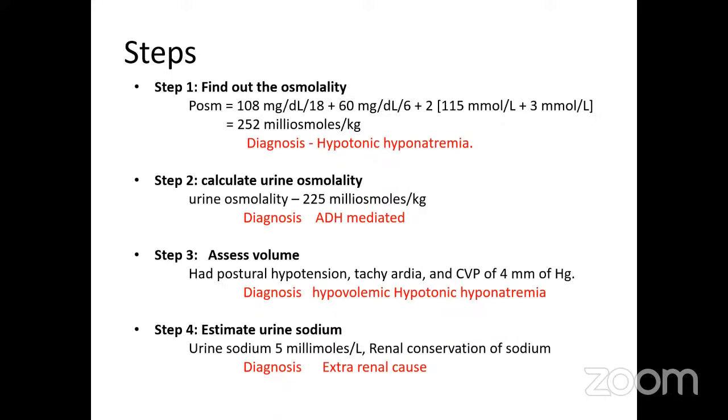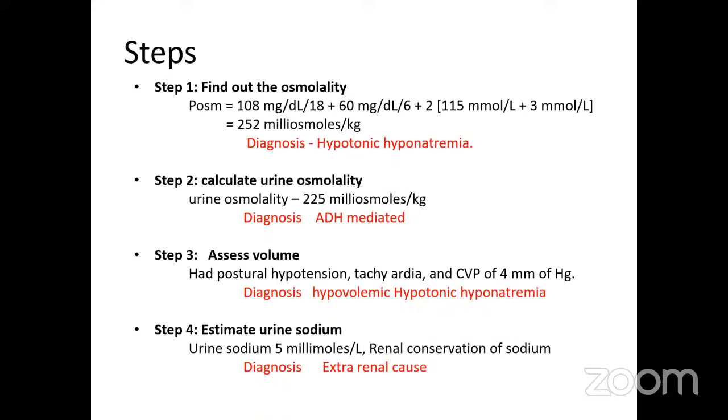So what is the first investigation you do? The first investigation we do is the osmolality. As we said earlier, the osmolality was calculated based on the formula, and it worked out to be 252 milliosmoles per kg. So there is definitely a hypotonic hyponatremia of severe degree because the sodium is less than 120.